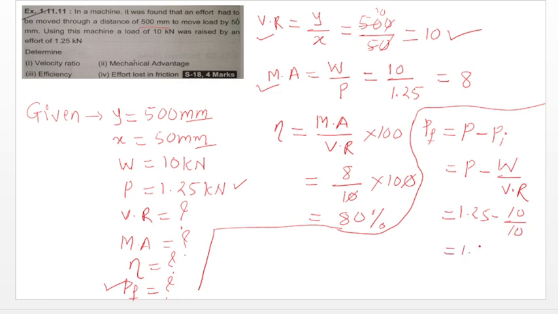I will get 1.25 minus 1, that is 0.25 kilonewton is the effort lost in friction.